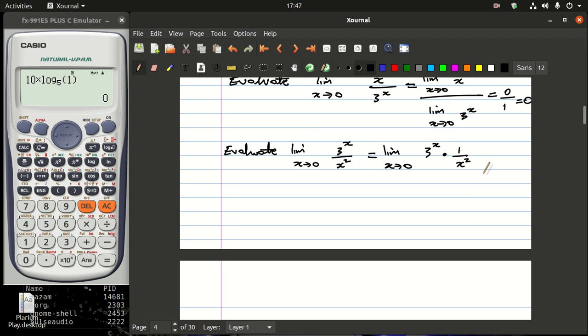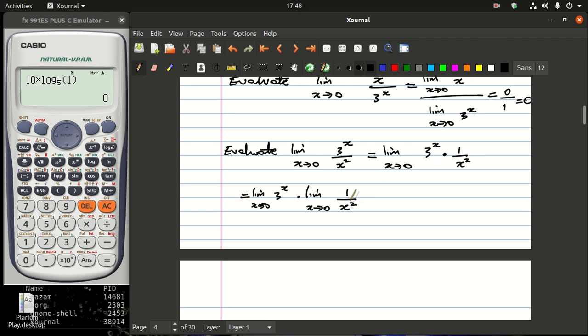In other words, we want to use rule number 5. So in this particular case, using rule number 5 tells us that the limit as x approaches 0 of this whole thing is just the limit as x approaches 0 of 3 to the power x times the limit as x approaches 0 of 1 over x squared.